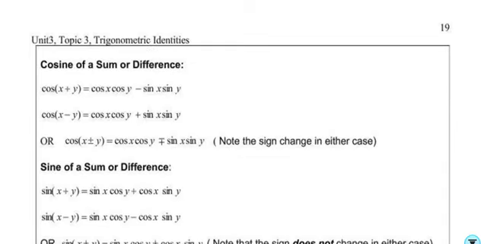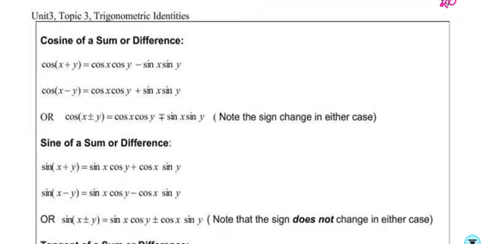So let's take a look at page number 20. I believe this is your page number 20. We are not going to prove it. I'm just explaining these formulas. So cosine of x plus y, where this formula comes from, we are not proving it. We know that we never distribute. So let's understand this sum and difference.